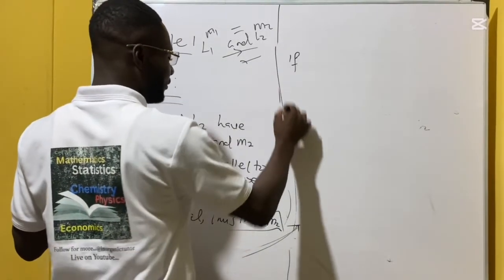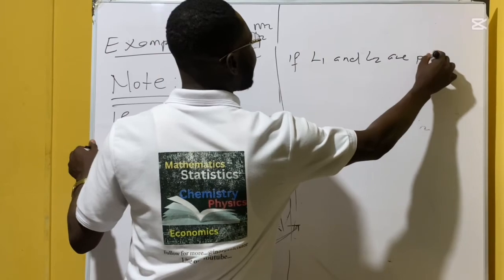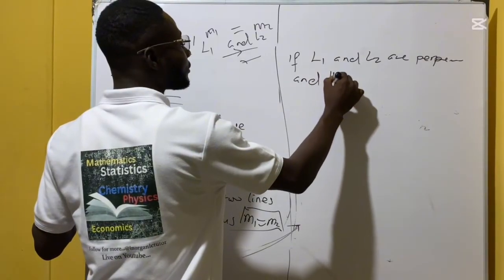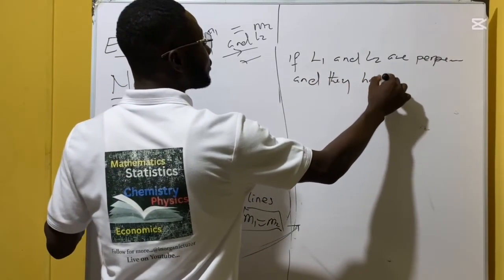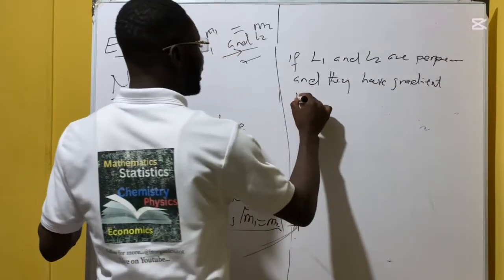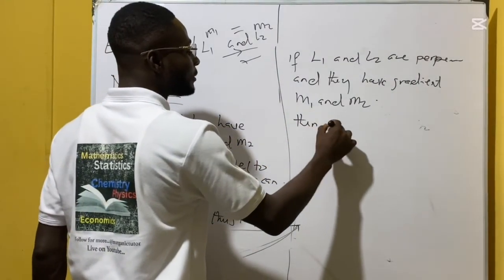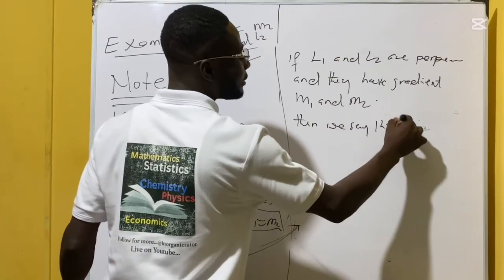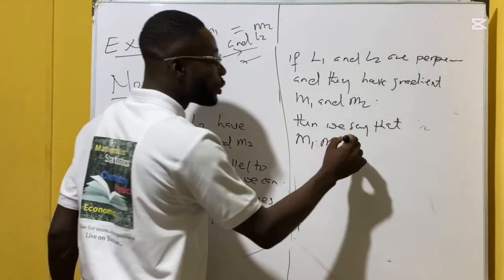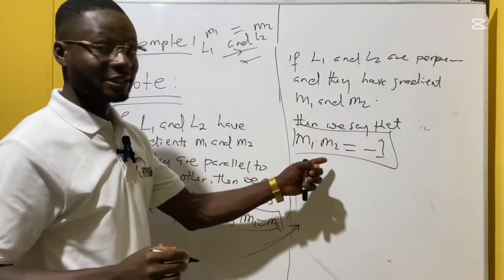Two. If L1 and L2 are perpendicular, okay, and they have gradients M1 and M2, then we say that the product of their gradients, that is M1 times M2, will be equal to -1. So note this very well. This is basically an objective information.